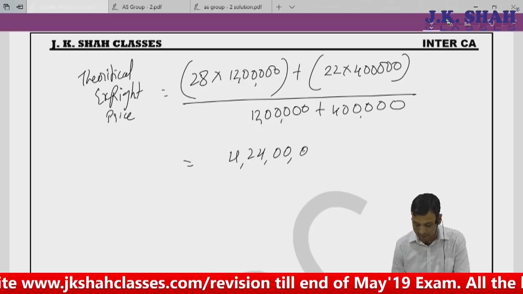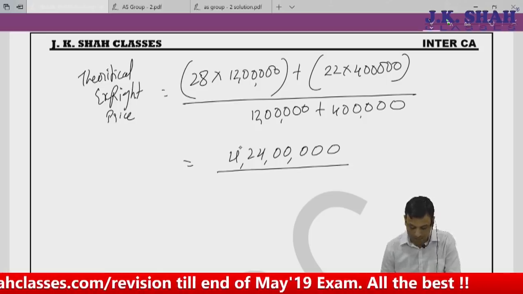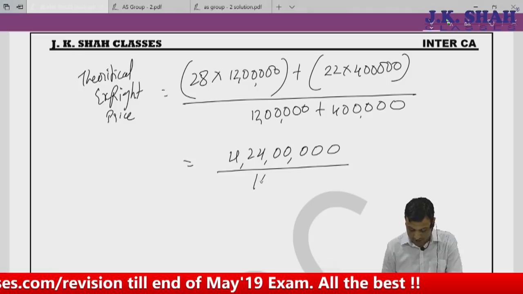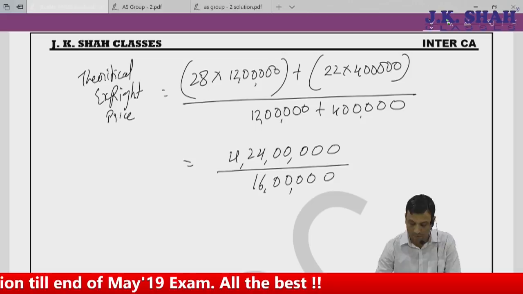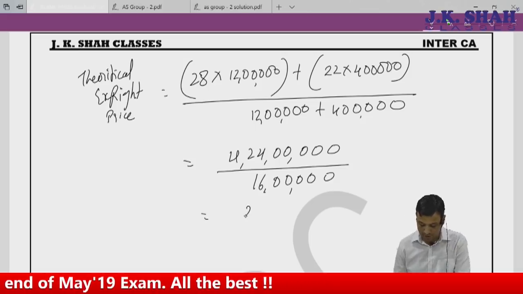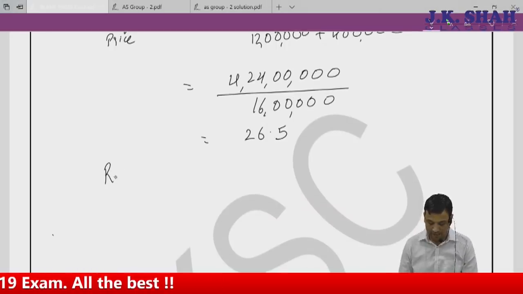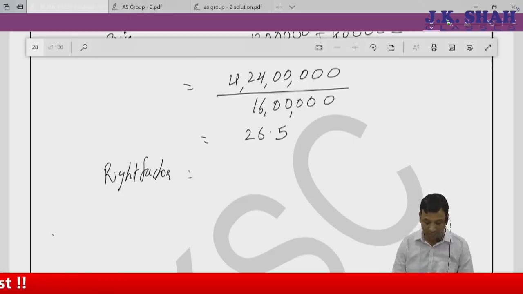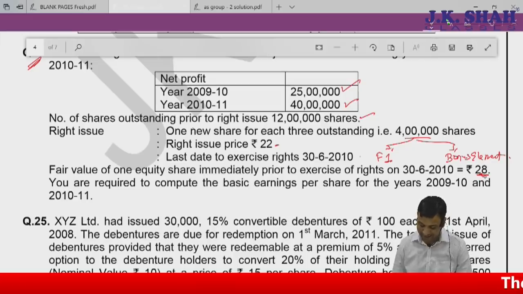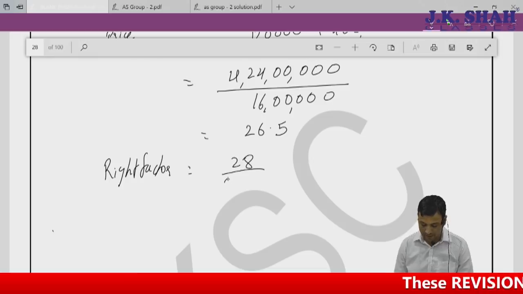Four crore 24 lakhs, divided by 12 and 4, 16 lakhs. So I get something known as 26.5. Now, what is my right factor? Right factor is nothing but fair value prior to right divided by theoretical ex-right price. What is your fair value prior to right? 28. So 28 divided by 26.5.